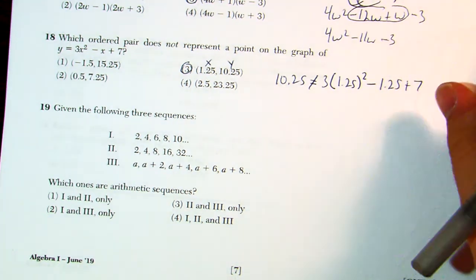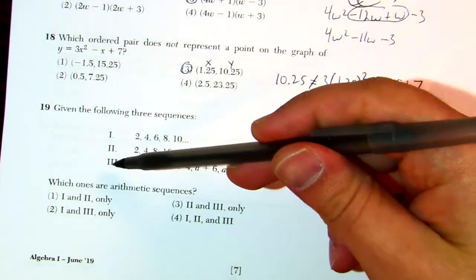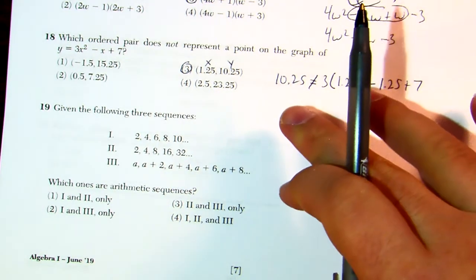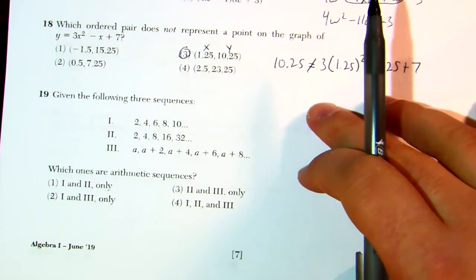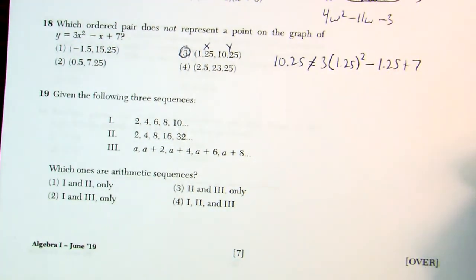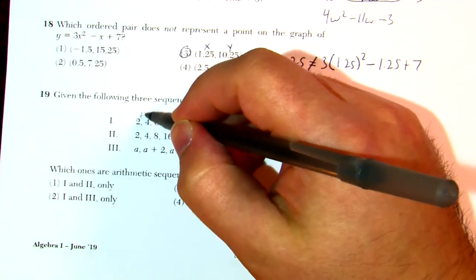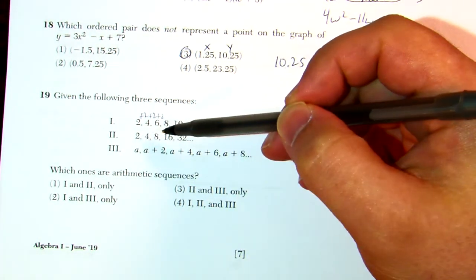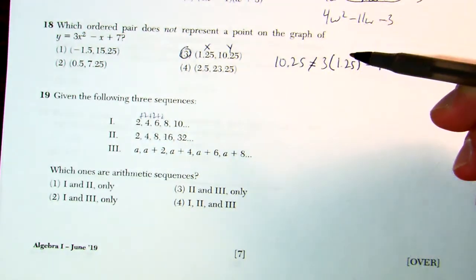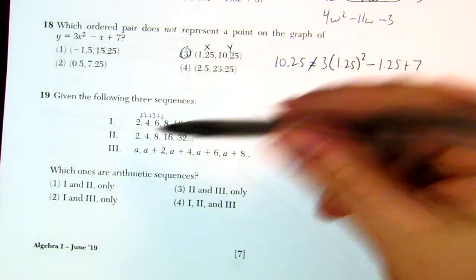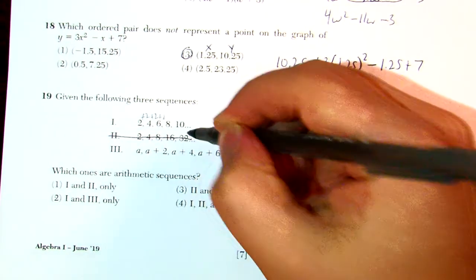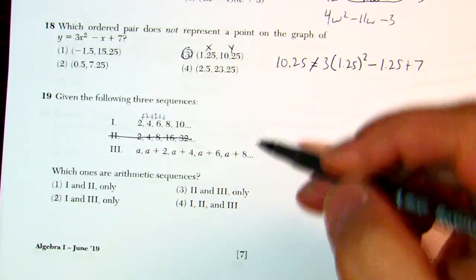Okay, 19. Given the following sequences, which ones are arithmetic sequences? All right, so an arithmetic sequence shows adding. So which one consistently shows adding at the same rate? We got plus 2 here, plus 2 here, plus 2. Over here we got plus 2, plus 4, plus 8, plus 16. So this one actually shows multiplication, so we know it's not that one. And this one always shows adding. So it's just 1 and 3, which is choice 2.